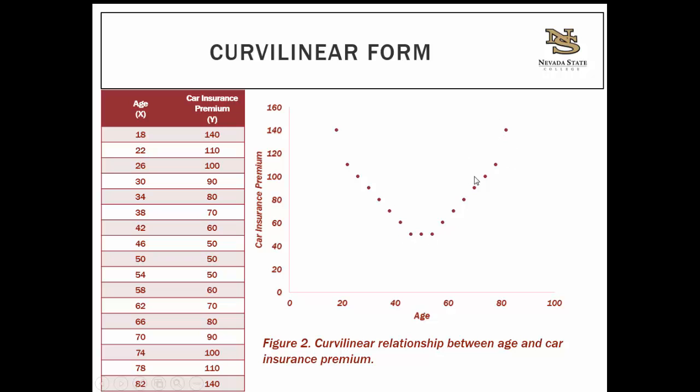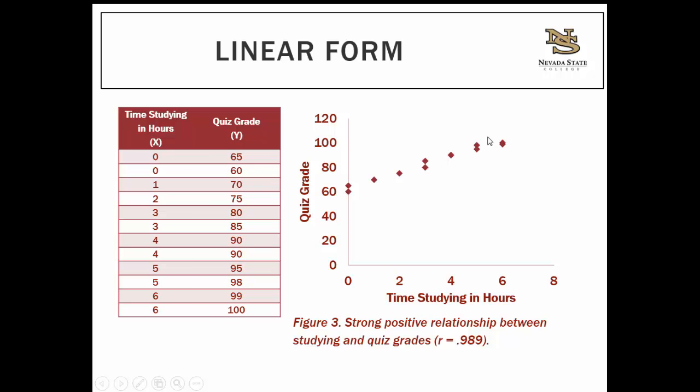So another curvilinear relationship. It's not a consistent increase or decrease in Y as X increases. It changes, right? So it starts off getting low. So as X increases, Y decreases. And then all of a sudden, as X increases, Y increases. Curvilinear, not appropriate for the Pearson correlation coefficient.